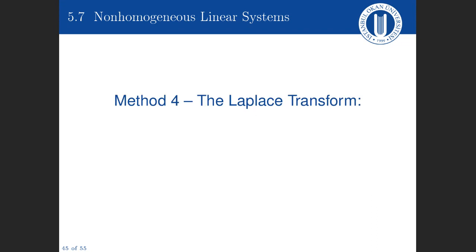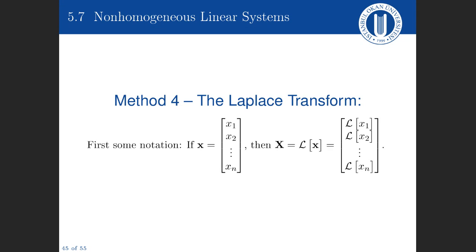That just leaves one method to talk about. The final method, final idea in this course, is using the Laplace transform to solve non-homogeneous linear systems. First, some notation. If x is the vector x1, x2 up to xn, then when I want the Laplace transform of this vector, I'm going to write this as capital X. And all I mean is, it's the vector where in the first coordinate I have the Laplace transform of x1, then I have the Laplace transform of x2, and so on.